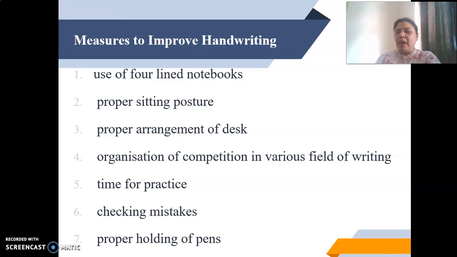It is the part of the teacher that she should check the notebooks in a proper manner and find out the mistakes committed by the students and tell them to rectify them, so the students will follow the right kind of pattern to write in their notebook. Proper holding of pen. The pen should be held by the students in a proper manner or in a right way so they can write properly.